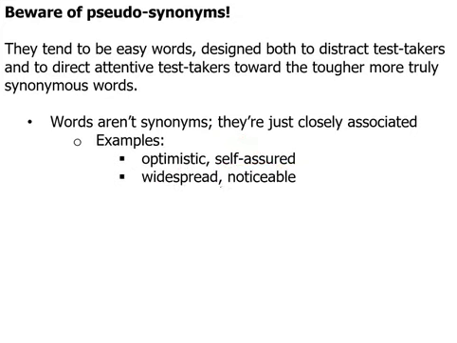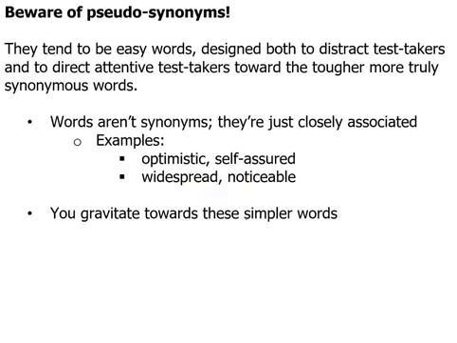Widespread and noticeable. Well, something can be widespread and invisible. Let's say there's some kind of microscopic organism that's in all the water in a lake. Well, that's widespread, but it's not really noticeable. So you can be widespread without being noticeable. Now, to be sure, you could be self-assured and optimistic. Something could be widespread and noticeable, but they don't have to be.